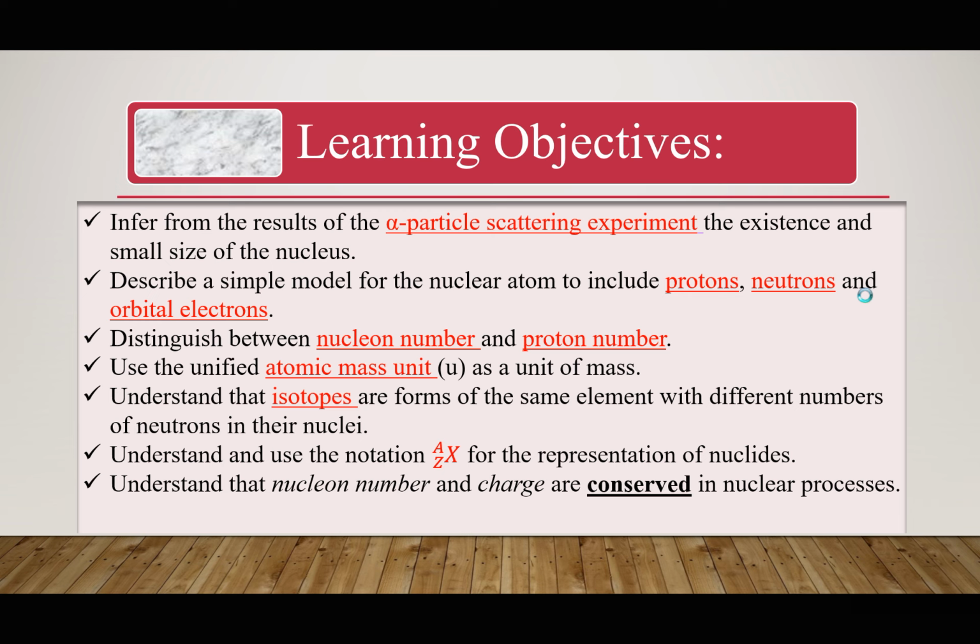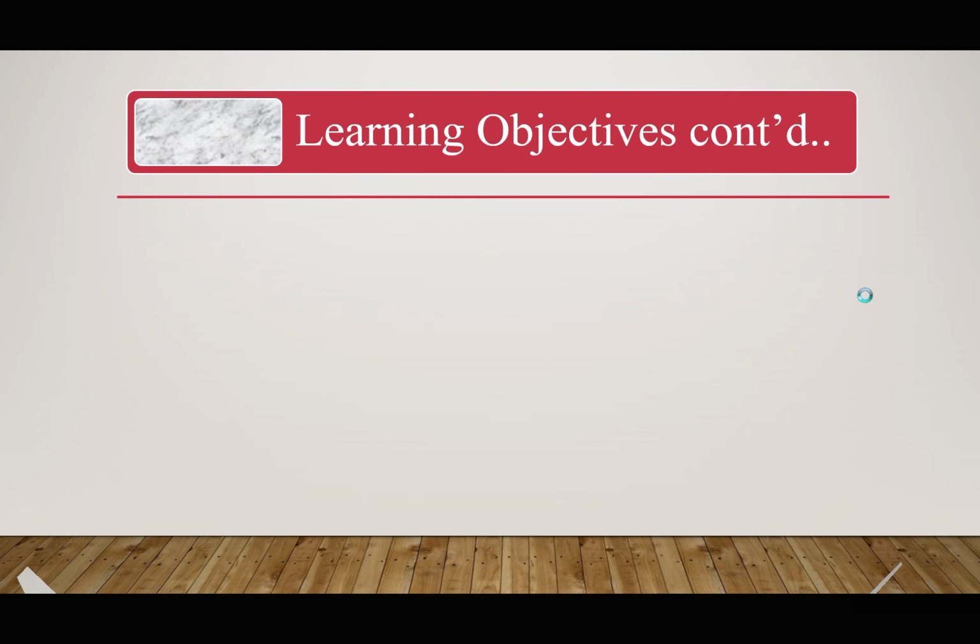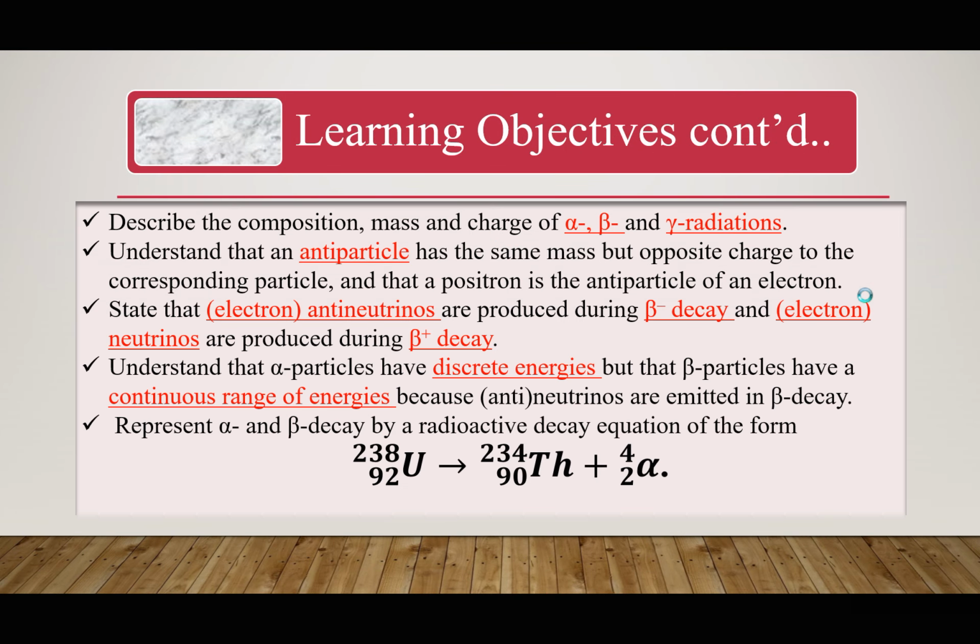Then we shall understand that isotopes are forms of the same element with different numbers of neutrons in their nuclei. We shall understand and use the notation A X Z for the representation of nuclides. We shall understand that nucleon number and charge or proton number are conserved in nuclear processes. We shall also describe the composition, mass, and charge of alpha, beta, and gamma radiations.